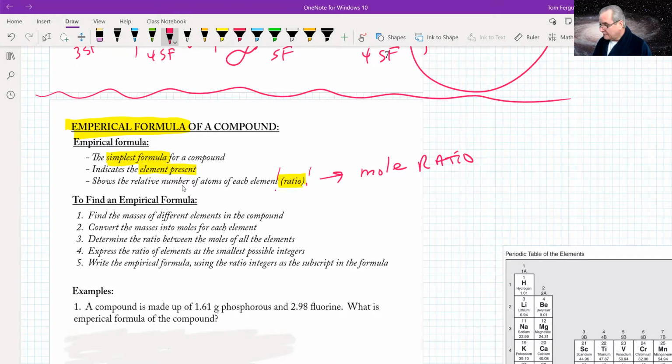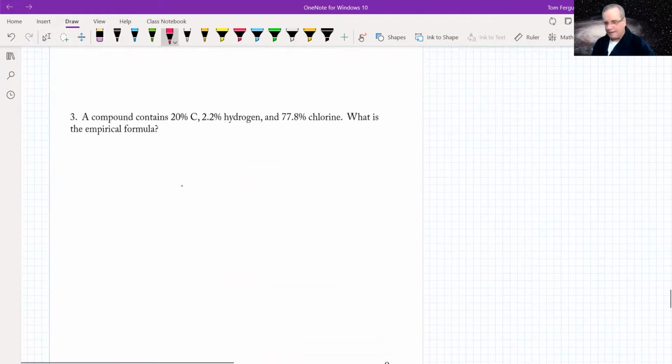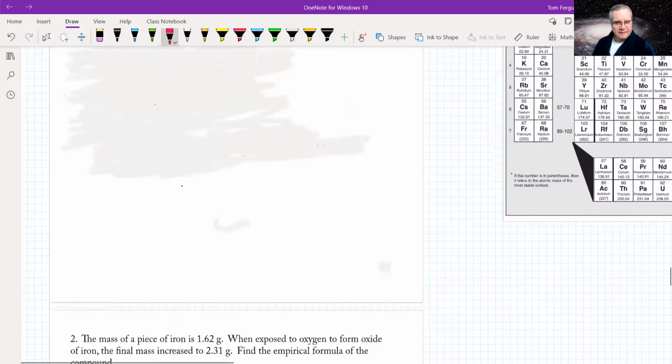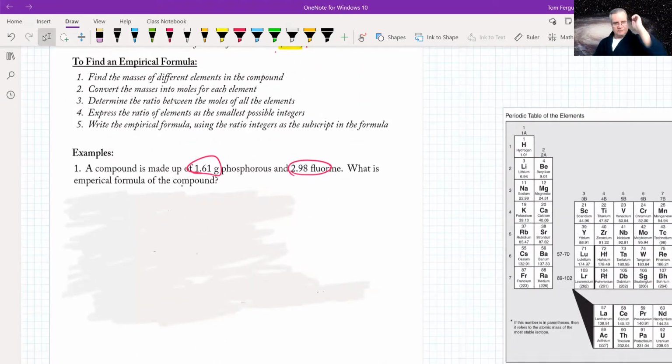Okay, so to find the empirical formula, many times when you're trying to find the identity of a compound, you'll get either actual mass numbers of what's present, or you'll get percentages. And frequently you'll get percentages more than you'll get actual mass numbers. Okay, but we're going to do both kinds of problems here to give you an idea of how to do this.